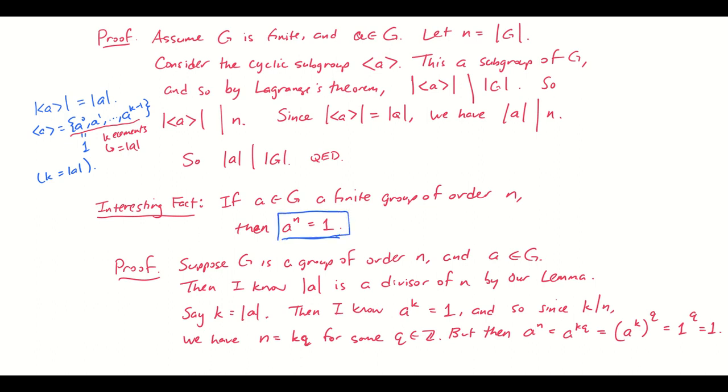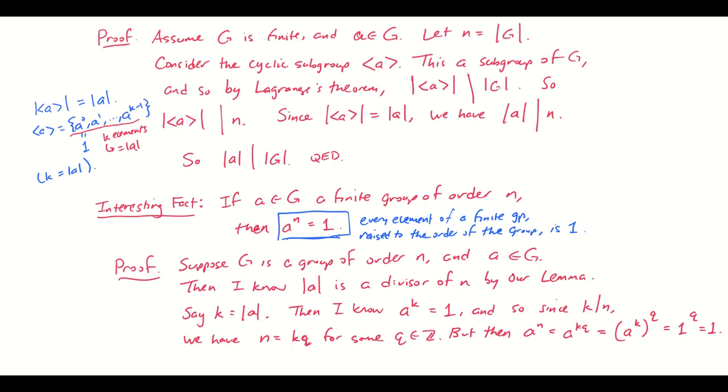So that's interesting because this means every element of a finite group, whether abelian, non-abelian, nice, not nice, every element of a finite group raised to the power equal to the order of the group is the identity. Very interesting.